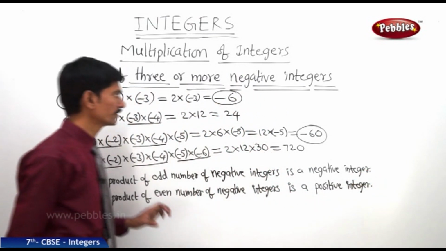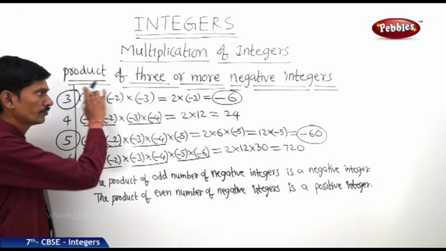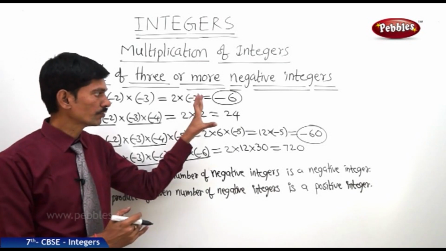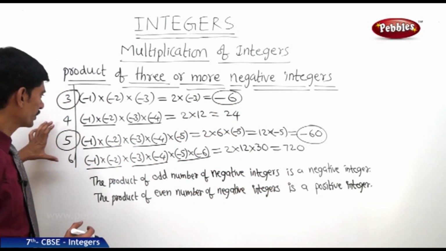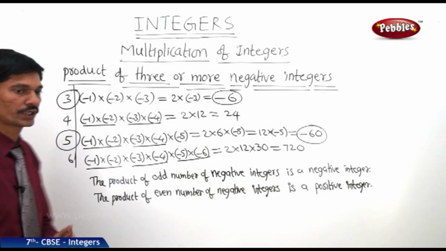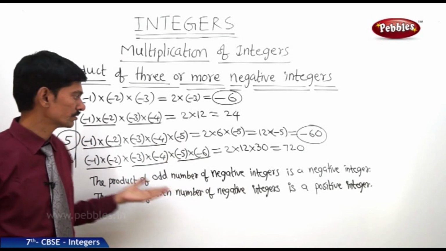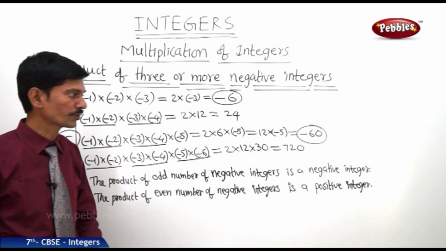So when you multiply an odd number of negative integers, like 3 negative integers or 5 negative integers or 7 negative integers, then we will get a negative product. When you multiply an even number of negative integers, like 2, 4, 6 or 10 negative integers, then we will get a positive integer as the product.